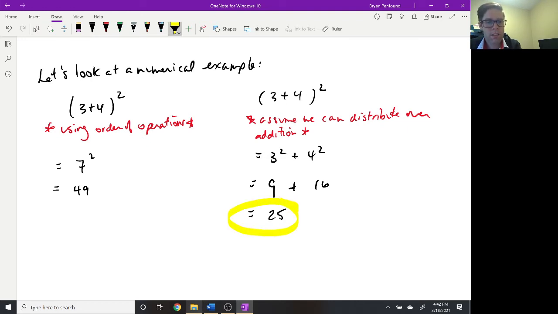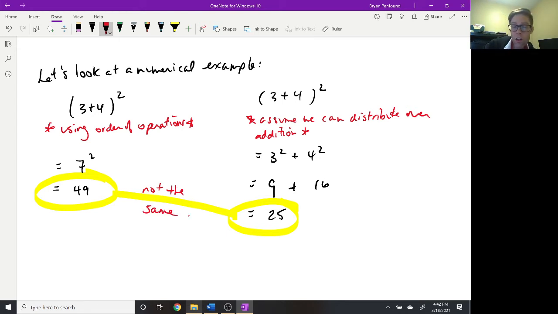So what happens is these don't match. These are not the same. Something's not quite right here. Using the order of operations gives us one thing. Assuming that we can distribute over the addition gives us something else. Usually when we assume something and we get an answer that doesn't match up with something that we know should be true, it means our assumption is wrong. So our assumption that we can distribute over addition has to be wrong.